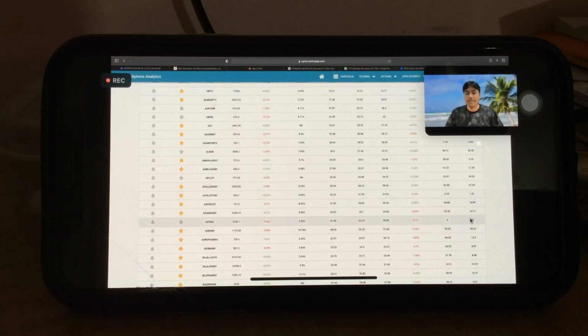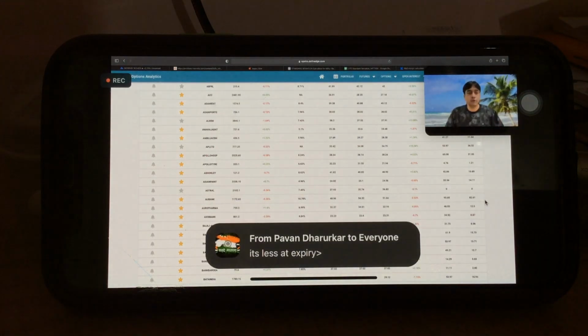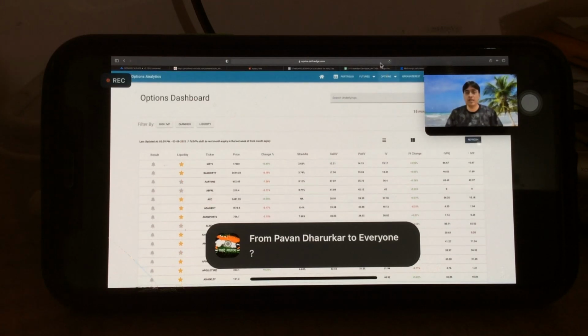we can look for buying. If these stocks come on our radar for buying, then we can look for option buying, that is call buying if we are bullish, or put buying if we are bearish in that particular stock. In this way, we can use IVP or IVR.